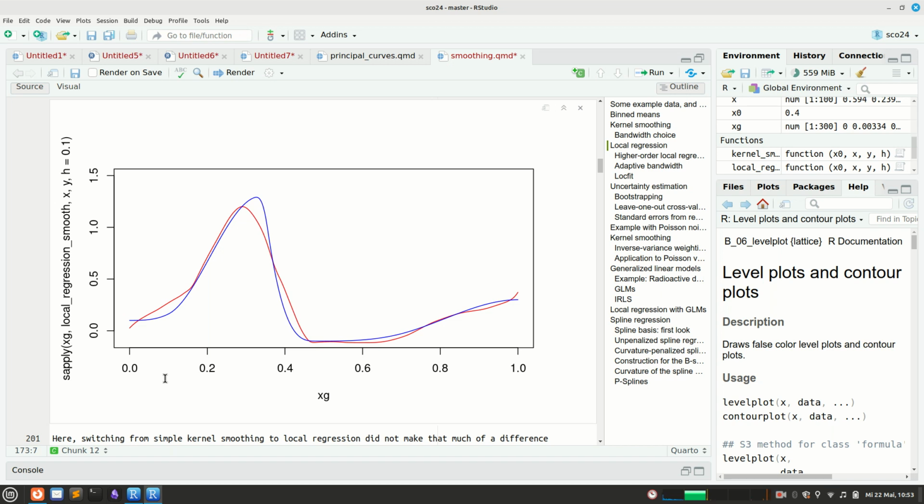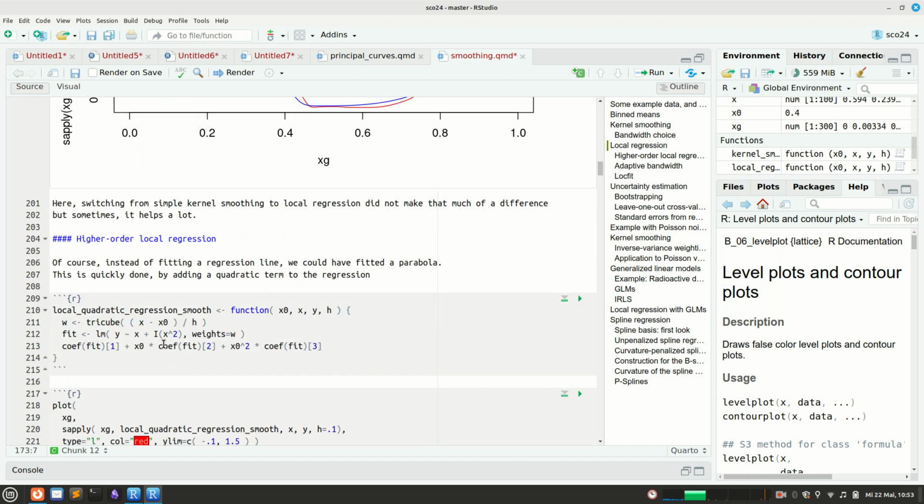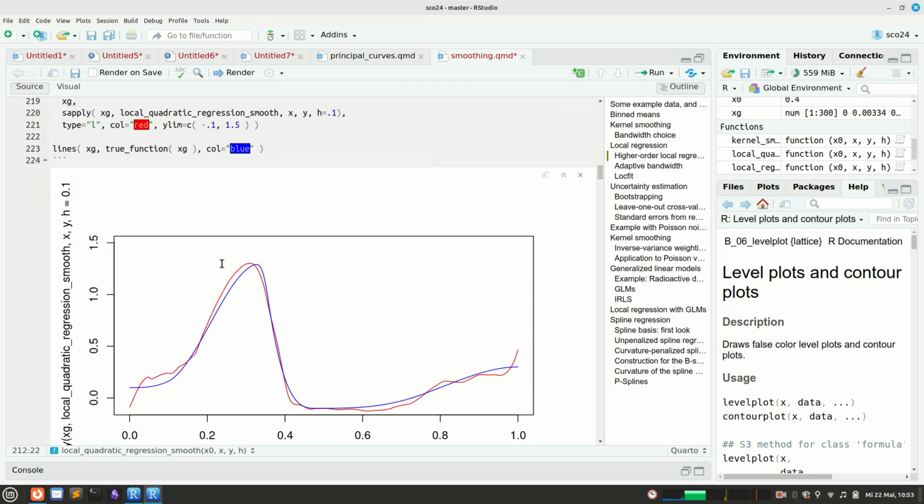In R, I do this by adding to my LM function not only y tilde x, but I say y tilde x plus I of x squared. I have to put this x squared inside an I() to tell R I actually want to literally calculate x squared. Otherwise, it does some strange thing of thinking this is a mixed coefficient and I should mix something. So if I do it with that, then I get a much better fit.